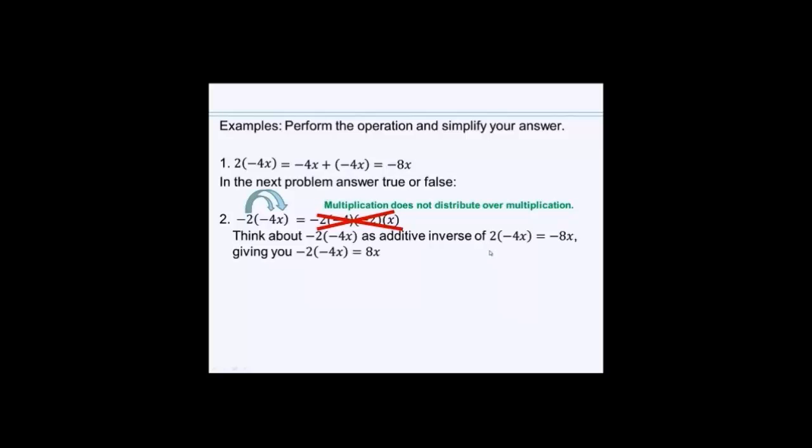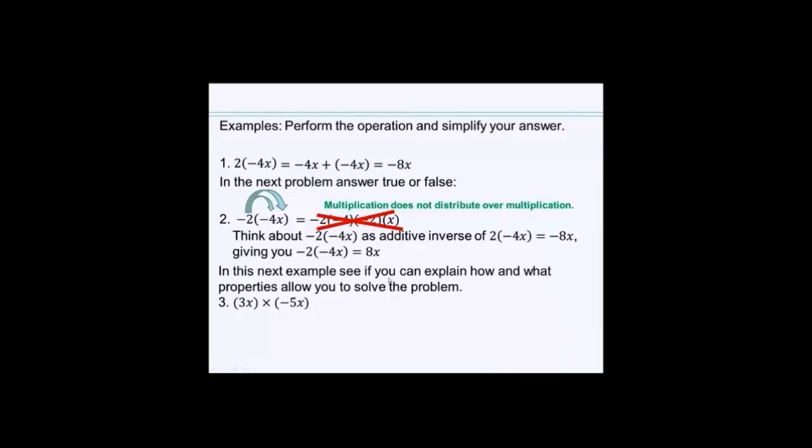Multiplication does not distribute over multiplication. Multiplication only distributes over addition or subtraction. Please keep that in mind when you're solving problems. In the next example, see if you can explain what properties allow me to say 3x times negative 5x is the same as negative 15x squared.